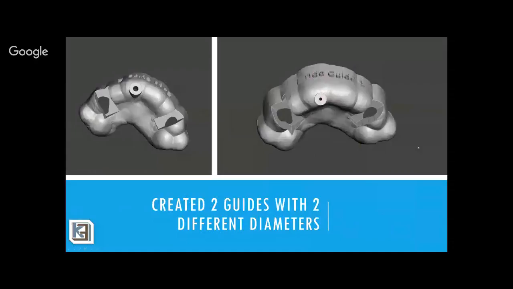Again, you have to create two guides with two different diameters. One is for the shorter drills, one is for the longer drills if you're going to go higher or deeper than 17 to 18 millimeters in there.